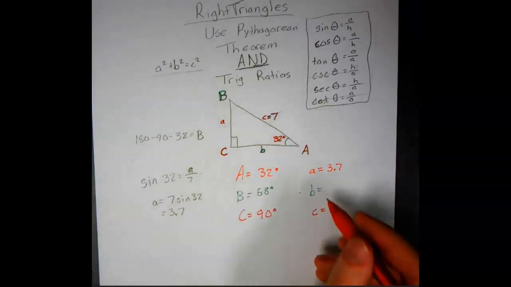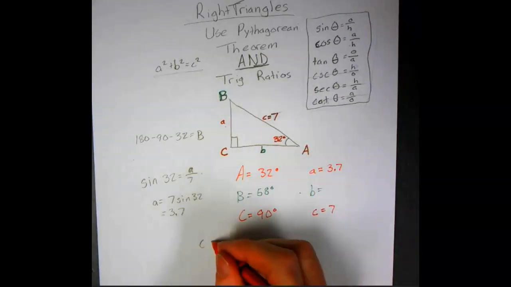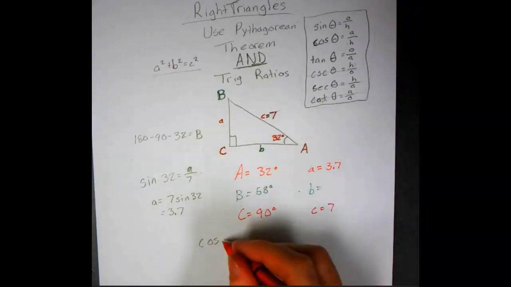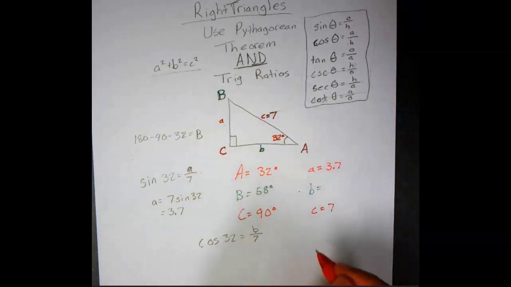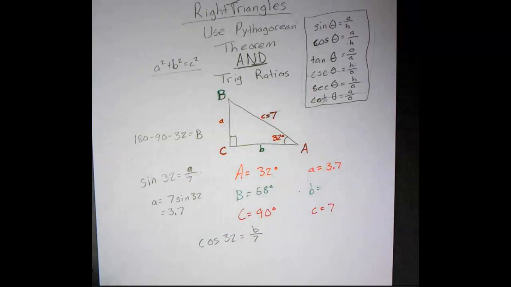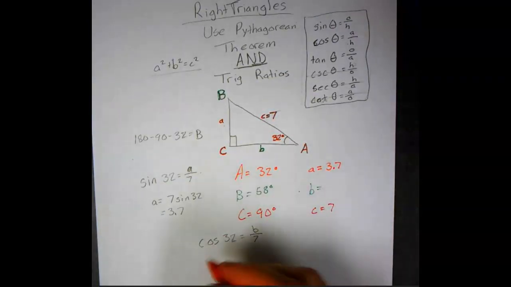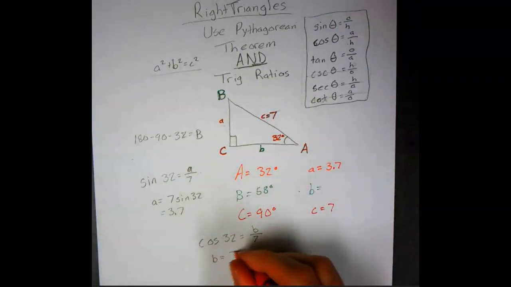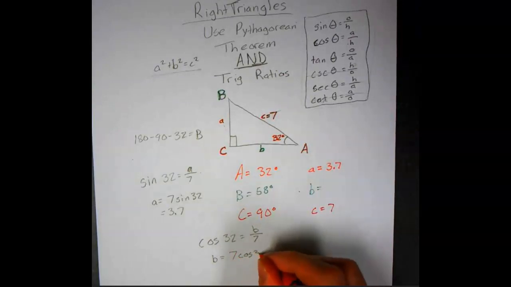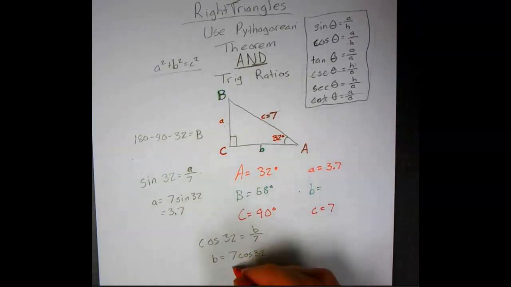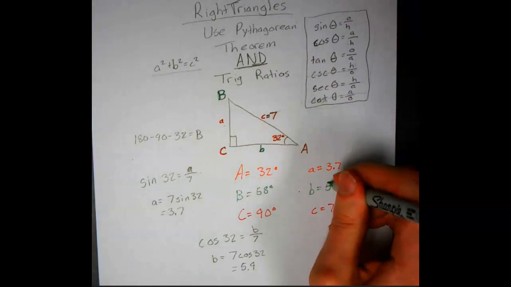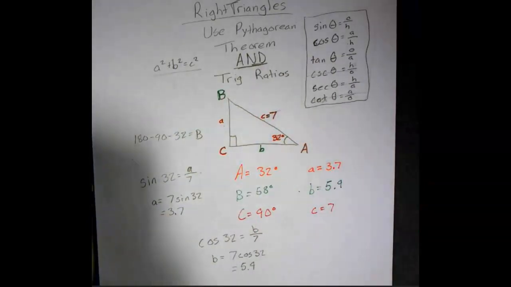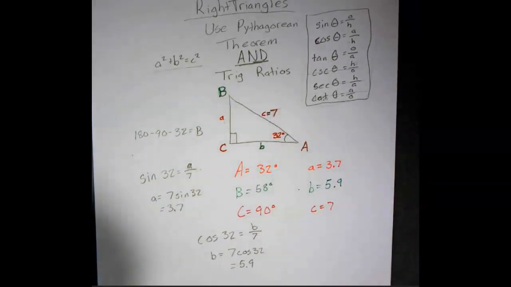Next, we're going to solve for B. So we'll say cosine, because we have the adjacent side right here of the 32, equals B over 7. We'll multiply both sides by that 7, and we'll get B equals 7 cosine 32. When we plug that into our calculator, we should get 5.9. And now we have all of our values solved for.